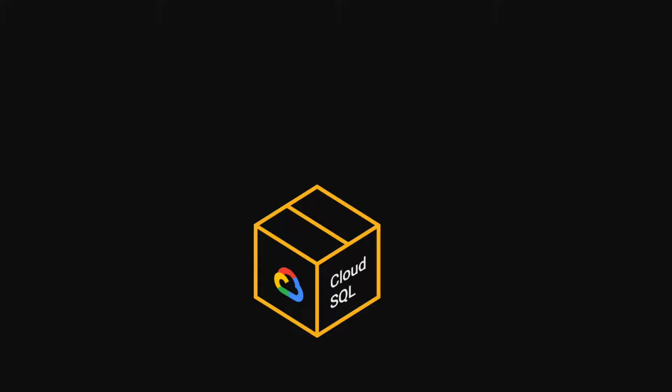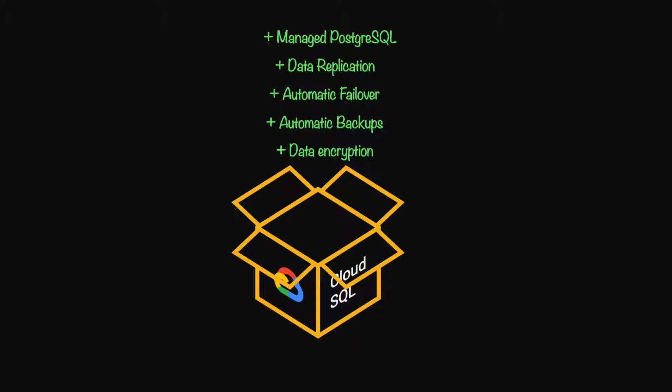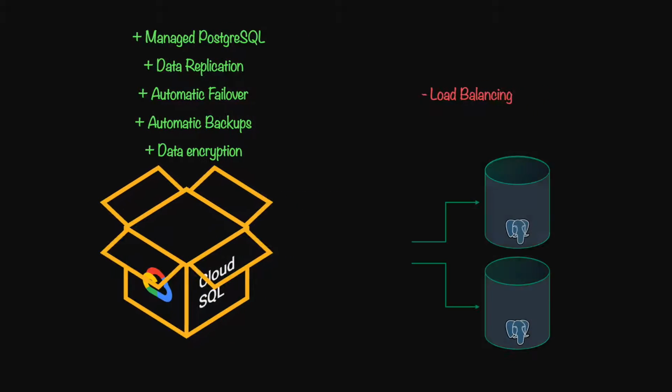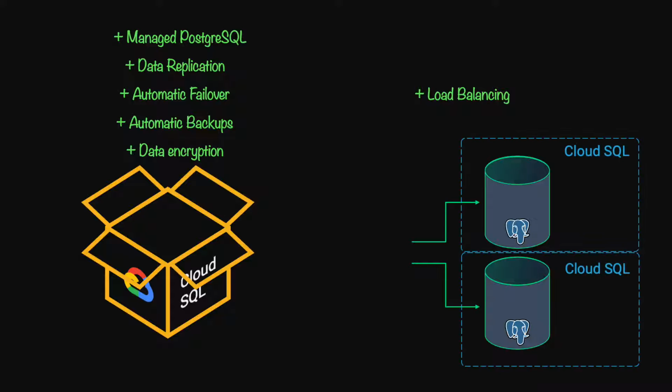Although Cloud SQL provides a lot of great features out of the box, it doesn't provide load balancing between replicas. Without this feature, we can't distribute the work and we can't implement horizontal scaling using the read replicas. So, in this tutorial, we'll implement a load balancing solution using Google Cloud SQL for Postgres and HAProxy.